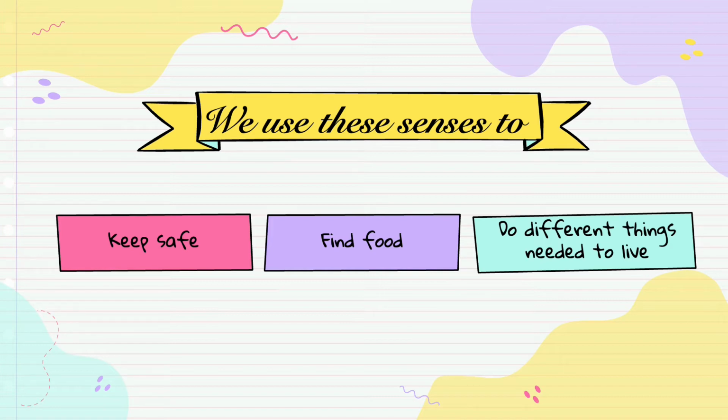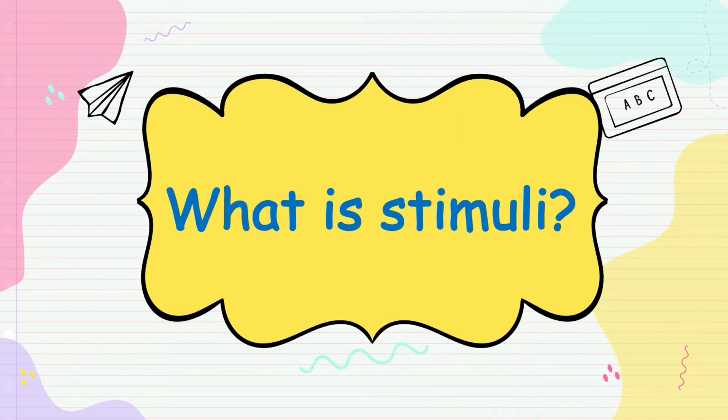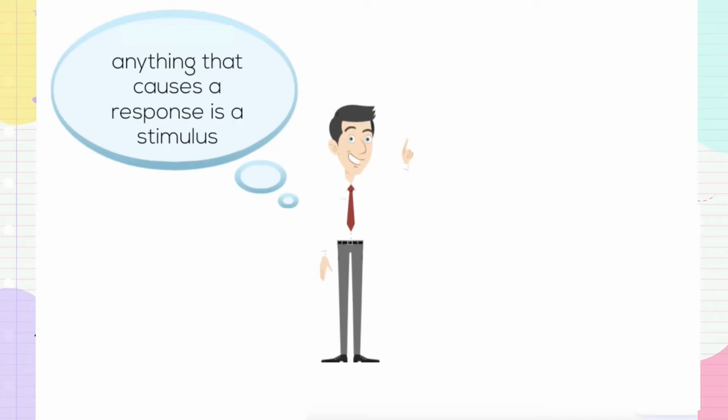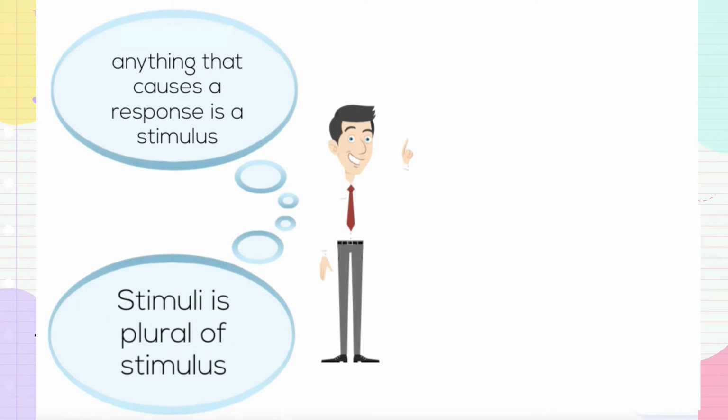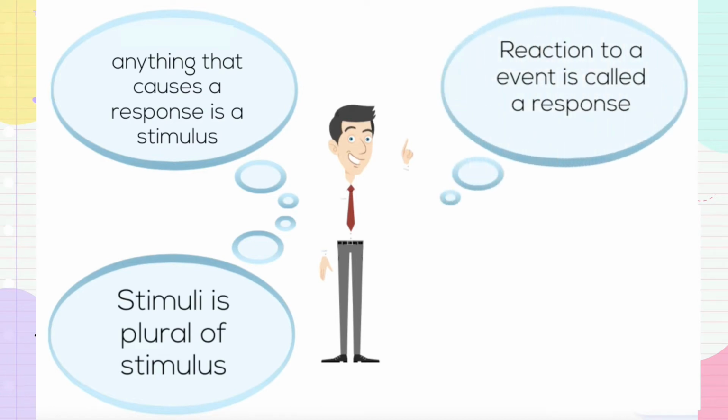Now when you sense, actually there is a stimulus. So first of all, let's understand what is the stimulus and then response, okay? Anything that causes a response is a stimulus. Anything which makes you react, which makes you respond, is called a stimulus. Stimuli is the plural of stimulus. So stimulus is one and stimuli is more. A reaction to an event is called a response. So your reaction is called the response, and something which causes you to react is called the stimulus.